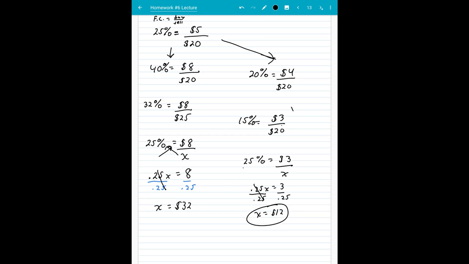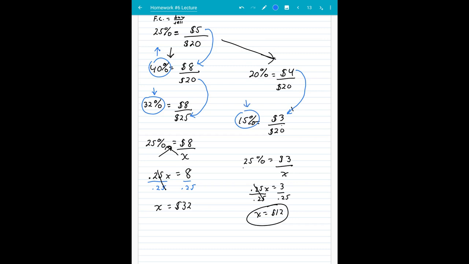So notice, when we increased this right here, but we kept the $20 equal, our percentage went up. But then when we increased this to here, our percentage went down. So if you increase the top number, that's going to proportionally increase the percentage because you're having more of it. If you increase the bottom number, that's going to make your percentage go down. Then over here, if you decrease the top, it's going to decrease the percentage.